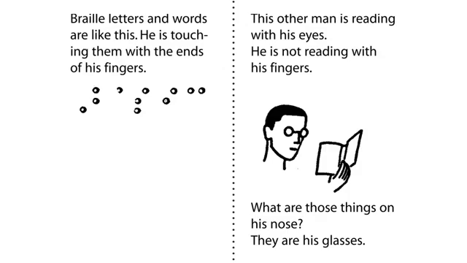This other man is reading with his eyes. He is not reading with his fingers. What are those things on his nose? They are his glasses.